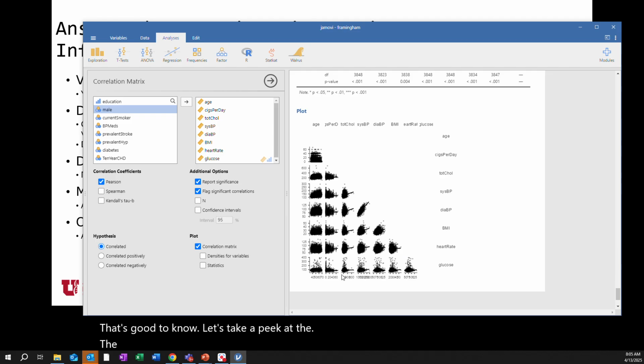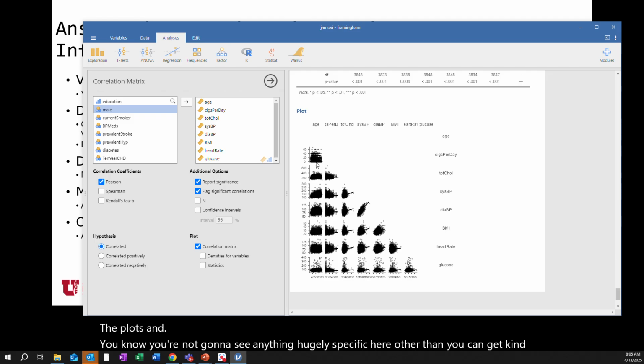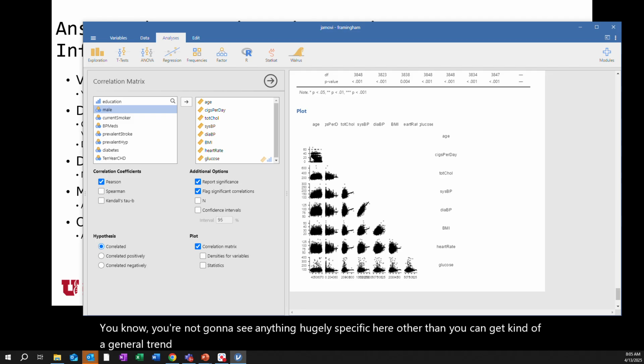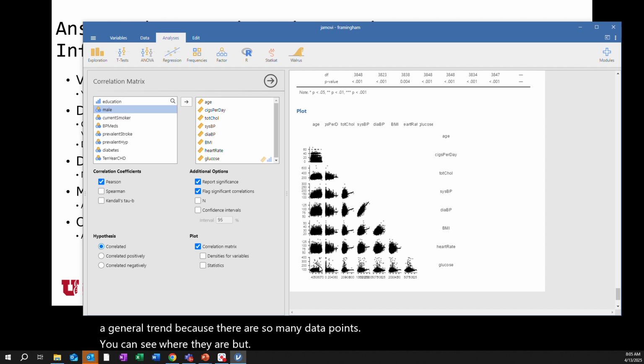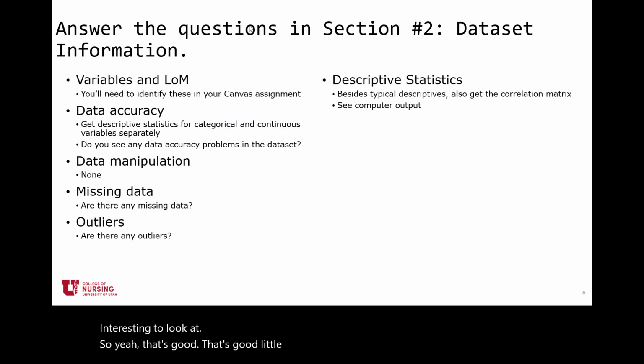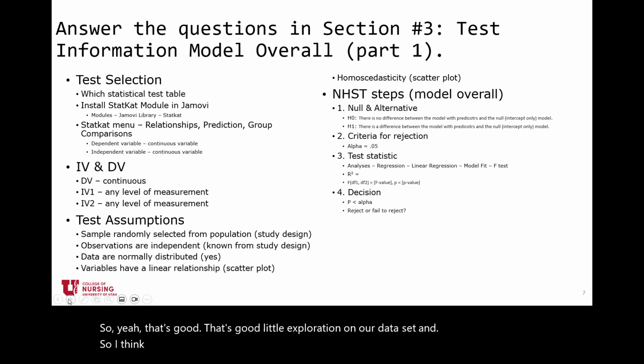Let's take a peek at the plots, and you're not going to see anything hugely specific here, other than you can get kind of a general trend because there are so many data points. You can see where they are, but interesting to look at. So yeah, that's good. That's good little exploration on our data set. And so I think that all looks pretty good.